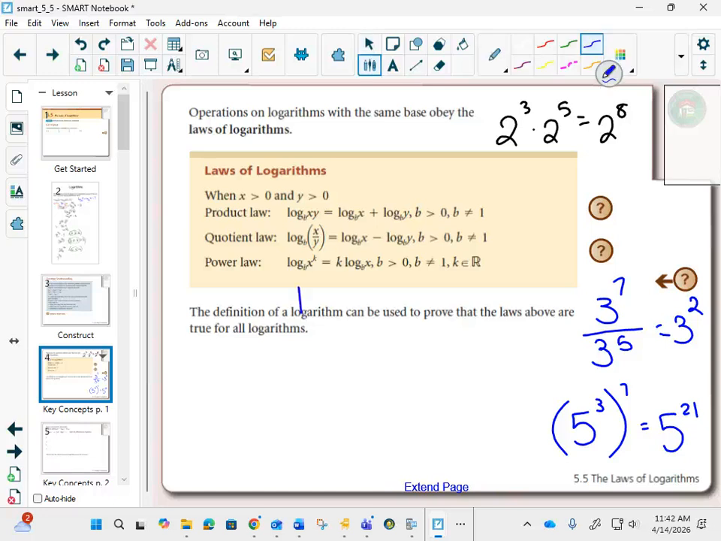In our log laws, like identities, this side is considered the simplified side. A single logarithm is considered simplified. This side is the expanded side.